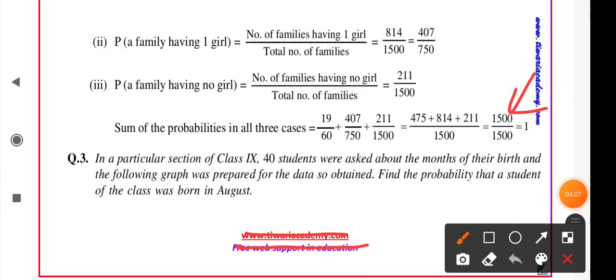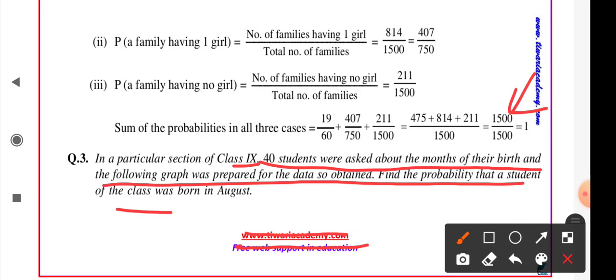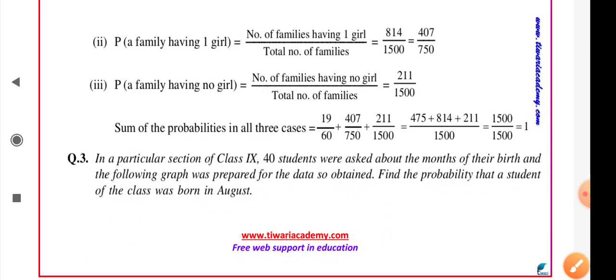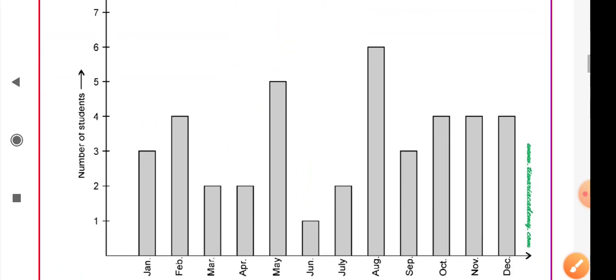Now moving to the next question, you can see that in a particular section of class 9th, 40 students were asked about their month of birth, and the following graph is prepared on the data so obtained. Find the probability that a student of the class was born in August. This data you have to see from the previous question, which is in the statistics chapter. So I will show you the data of this question. You can see that this was the data.